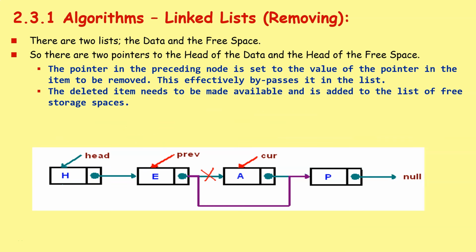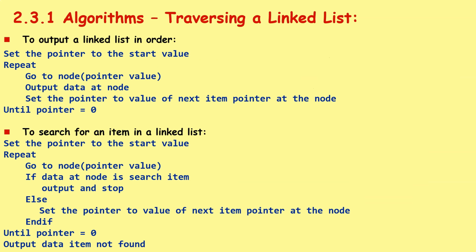This time we're removing something from a linked list to bypass it. So in the diagram, E no longer points to A, it needs to point to P. Remember, the current cell A needs to go back into free space, so those pointers would need changing as well.